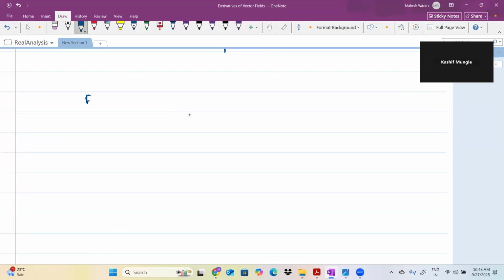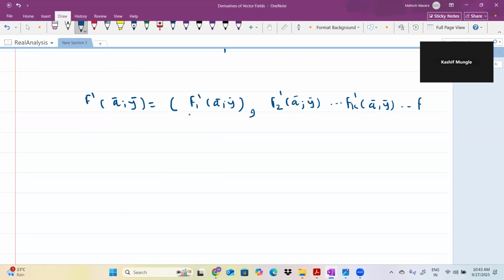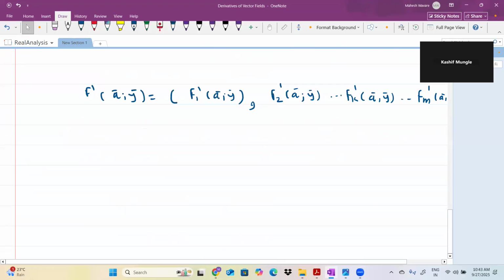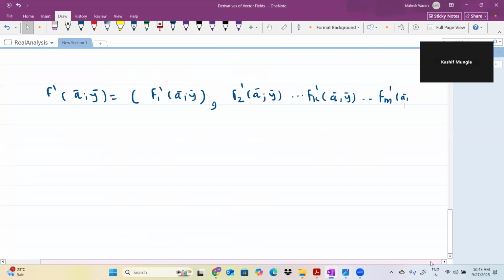In this case, we write f dash of a bar in the direction y bar as f1 dash a bar in the direction y bar, the first component, then f2, f2's derivative at a bar in the direction y bar, and so on up to fk dash, and since there are a total of m components in the direction y bar. So these are the k components, m components, sorry.